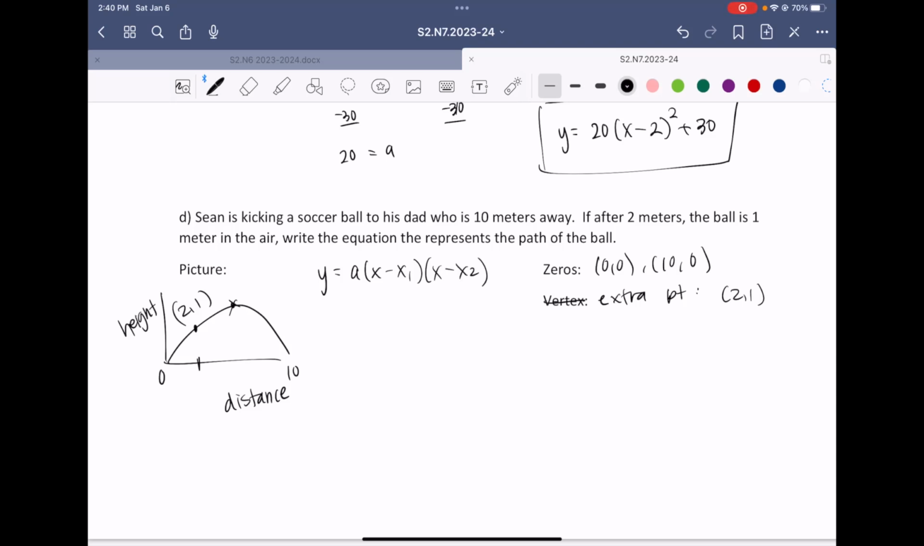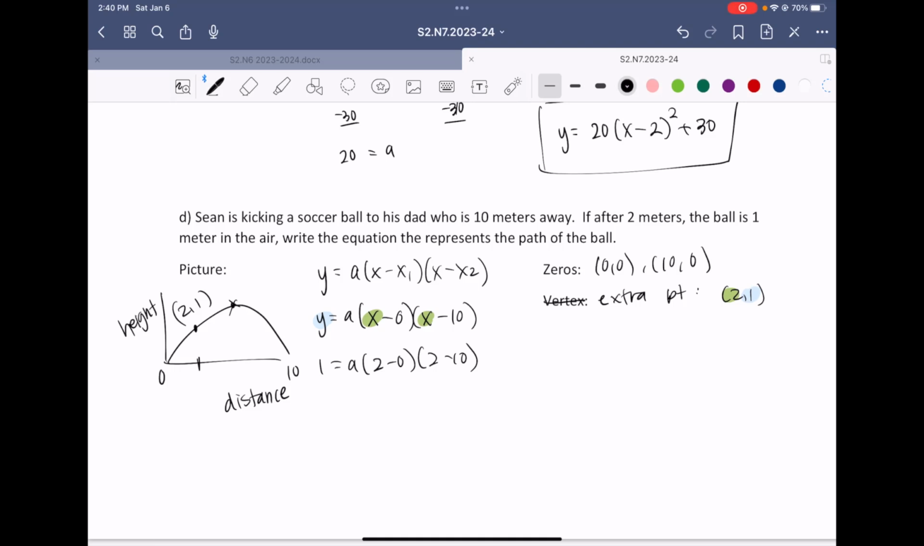Y equals A times x minus x1 times x minus x2. Y equals A, x minus the first zero, and x minus the second zero. Now let's substitute our x and our y using that extra point. Everywhere there's an x, we're going to plug in a 2. Everywhere there's a y, we will plug in a 1. And that eliminates all variables except for the A value, and then we can solve for A.